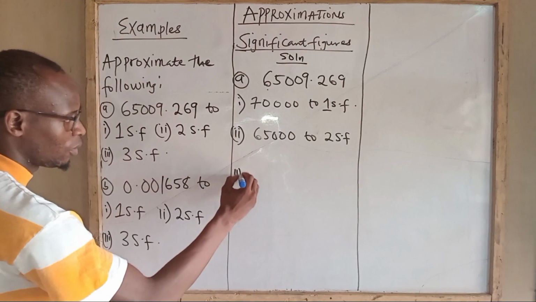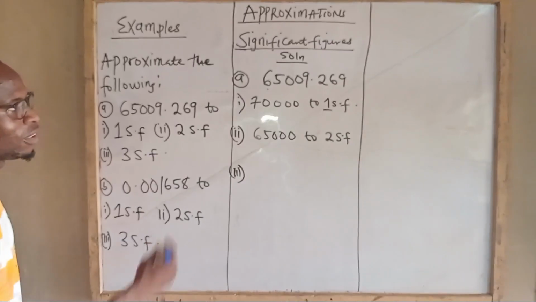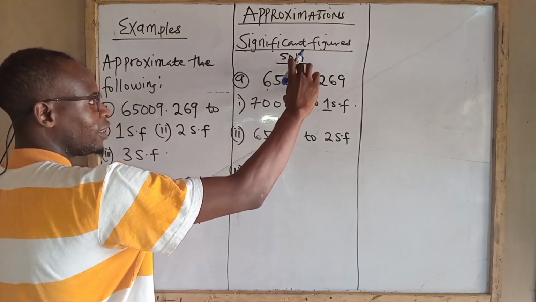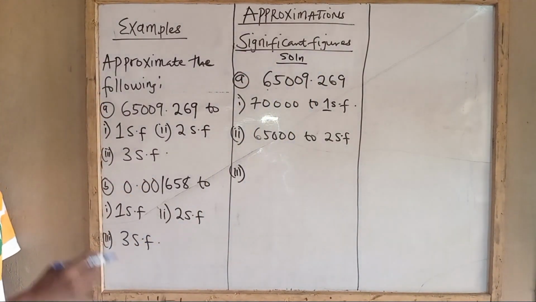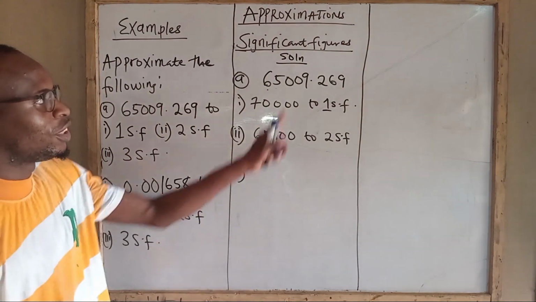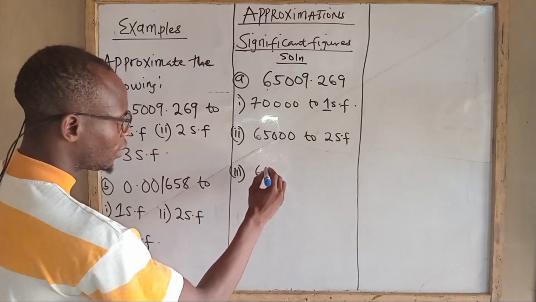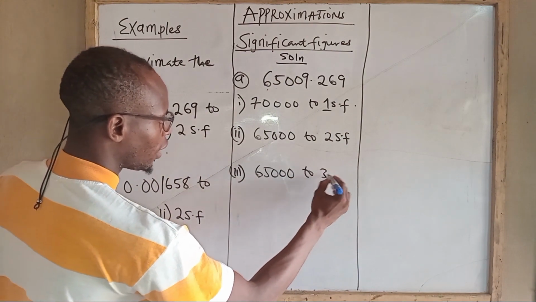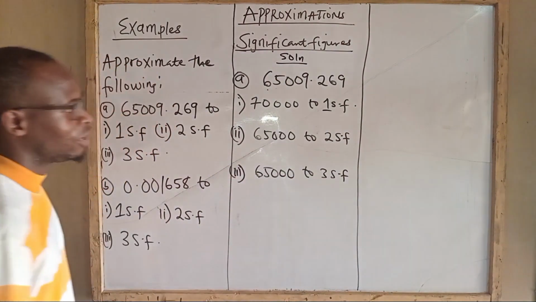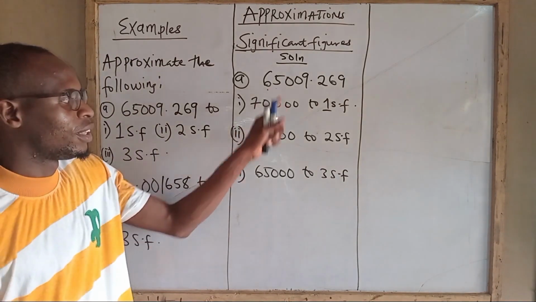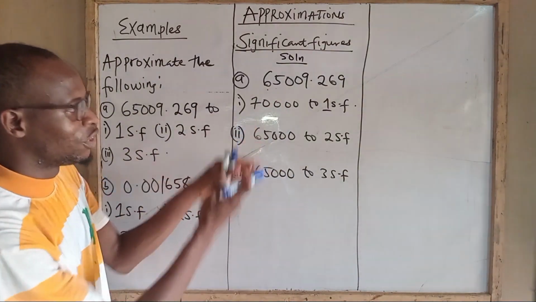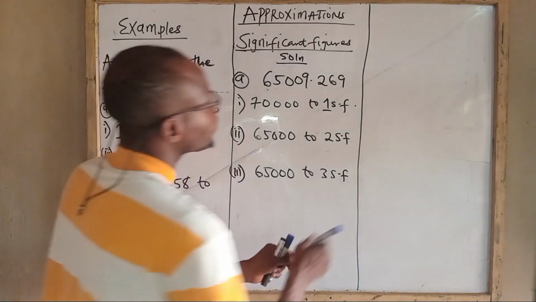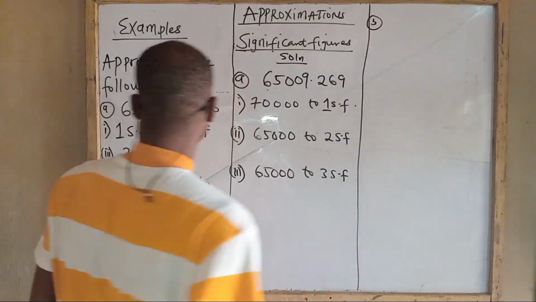And lastly, the same number to 3SF. You also count 1, 2, 3. The next digit here is 0. Falls in the category of what? Of round down. That means it adds nothing to the digit. So you still have it as 65000 to 3SF. So in this case, you can see that the 2 significant figures of this number and 3 significant figures of this number give you the same answer. So it's possible. All right? We are done with question A.